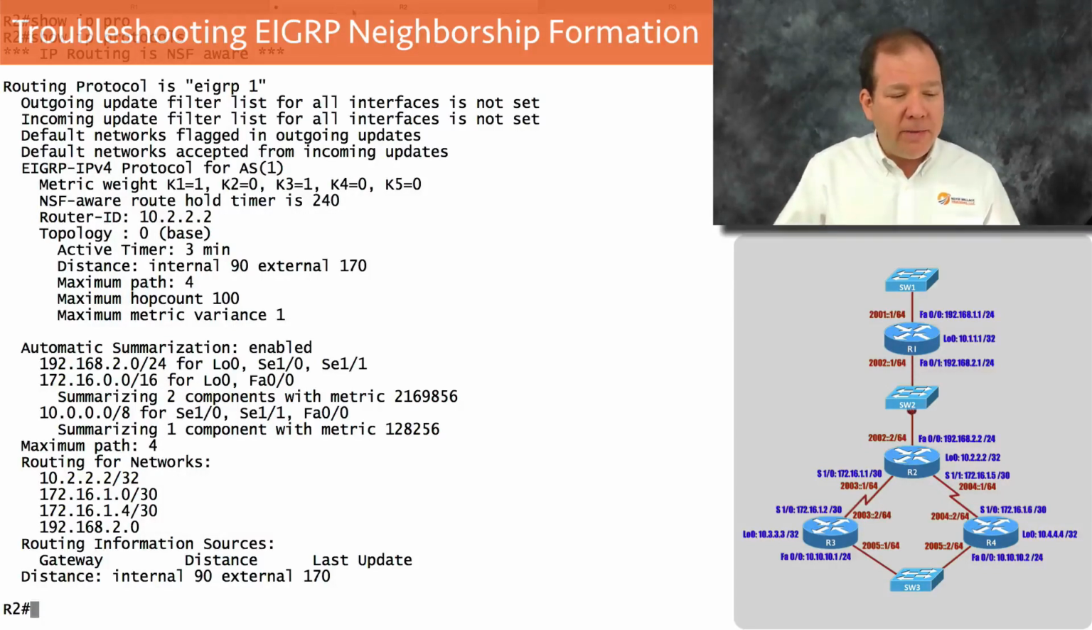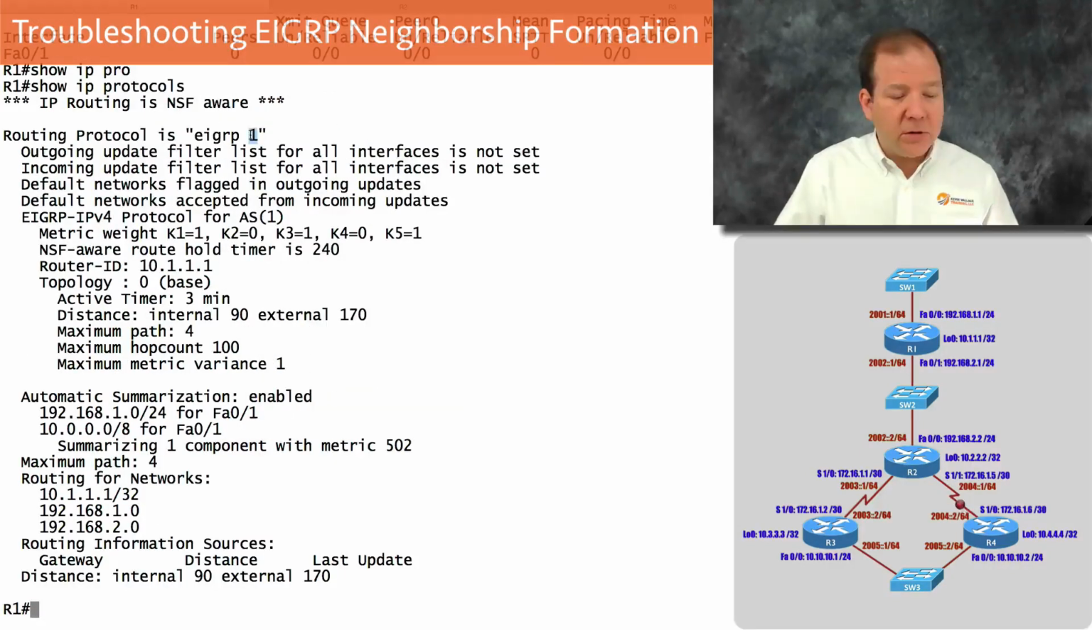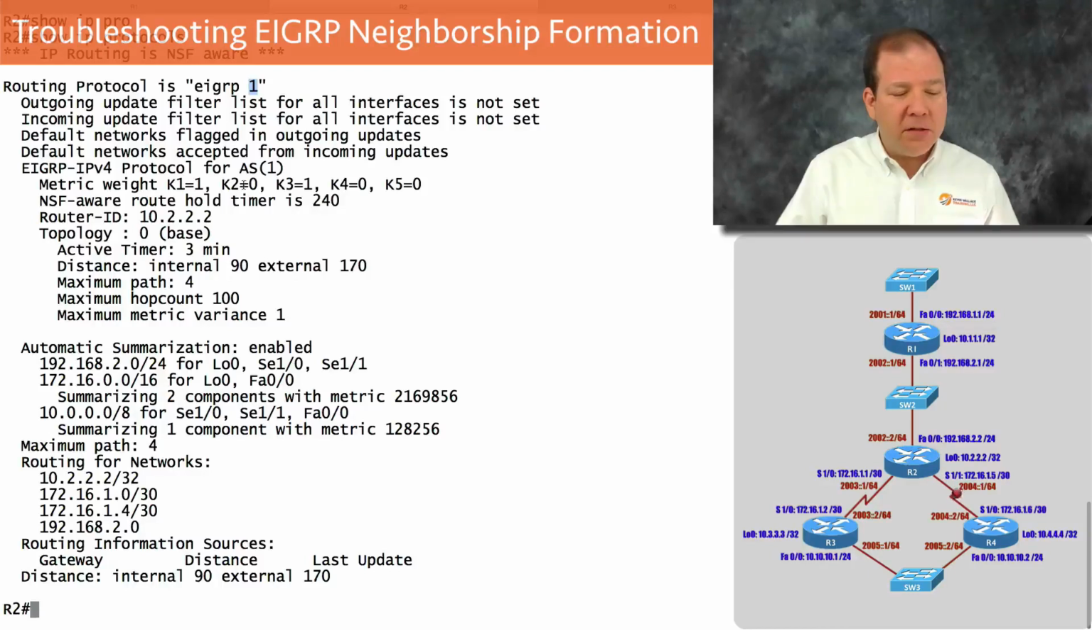Do you notice anything that's not matching up that needs to match up in order for a neighborship to form? Well, we already said that we're using the same autonomous system number. It's autonomous system number 1, so that's good. But did you notice? The K values are just a little bit different. The K values, which can change how the metric is calculated, here on R1, the K values are 1, 0, 1, 0, 1. On R2, they're 1, 0, 1, 0, 0. The K5 value is different.